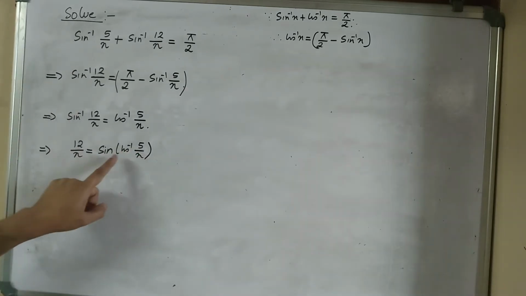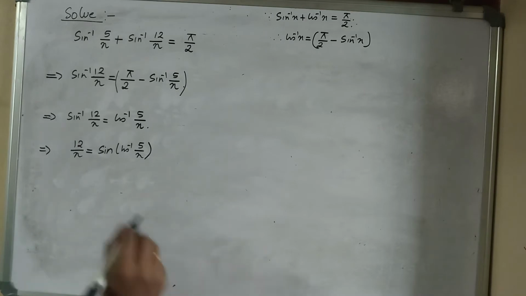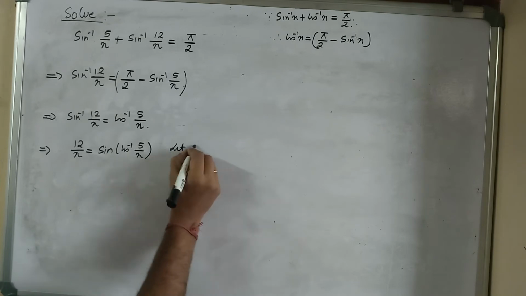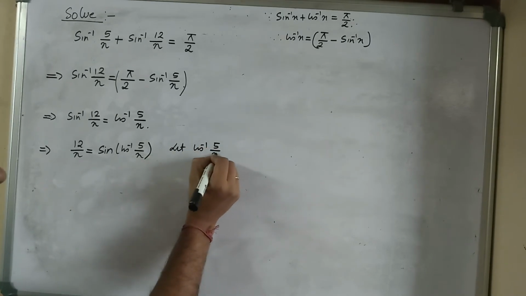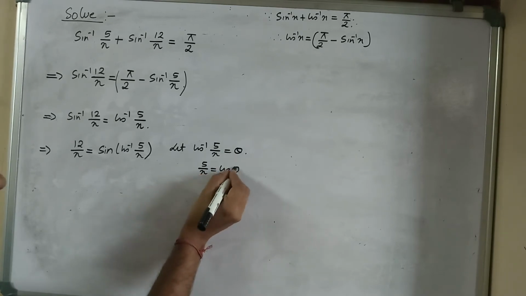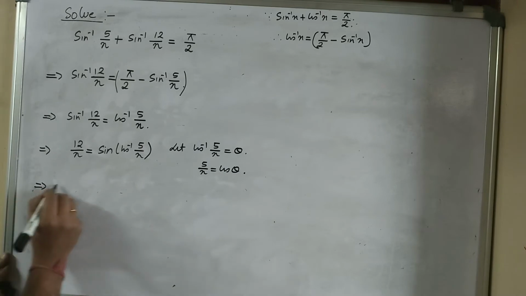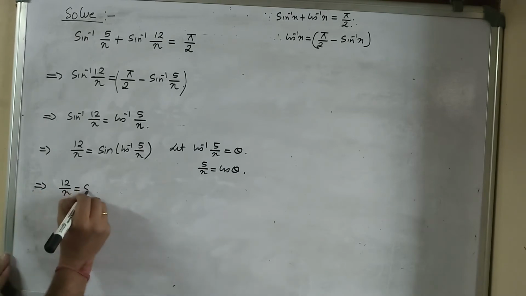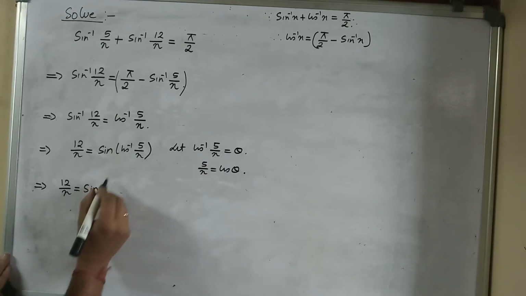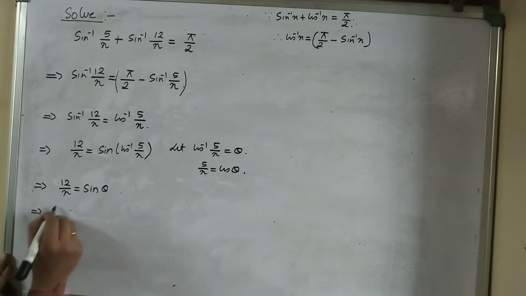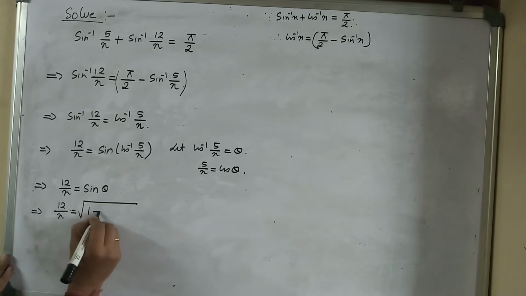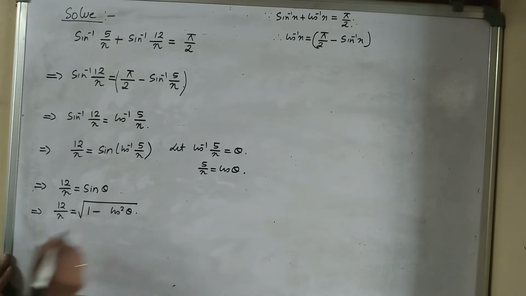Now we have two dissimilar functions. Two dissimilar functions means you have to use substitution. I'll use substitution over here. Let cos inverse 5 by x equals to theta, then 5 by x equals to cos theta. Sine of, I've already considered cos inverse 5 by x is theta, so in place of this function I'll write theta. Next I'll convert this sine in terms of cos. Sine in terms of cos means under root 1 minus cos square theta.